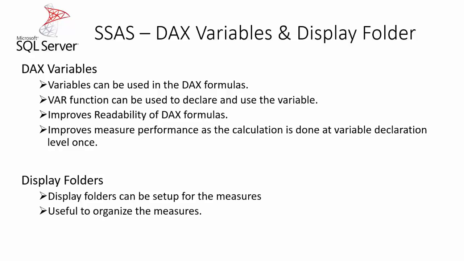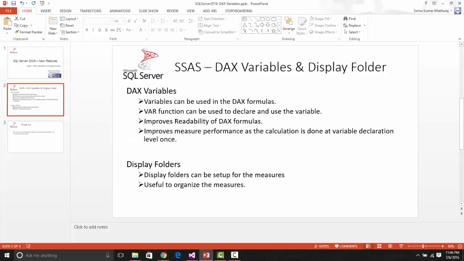And the second feature we are going to take a look at is display folders. So display folders can be set up for each and every measure. This is very useful to organize the measures into groups in specific folders basically. This feature was previously not available in the version out of the box, but the BIDS Helper utility from Codeplex can be used for doing this display folder setup. So now let us take a look at a quick demo of these two features.